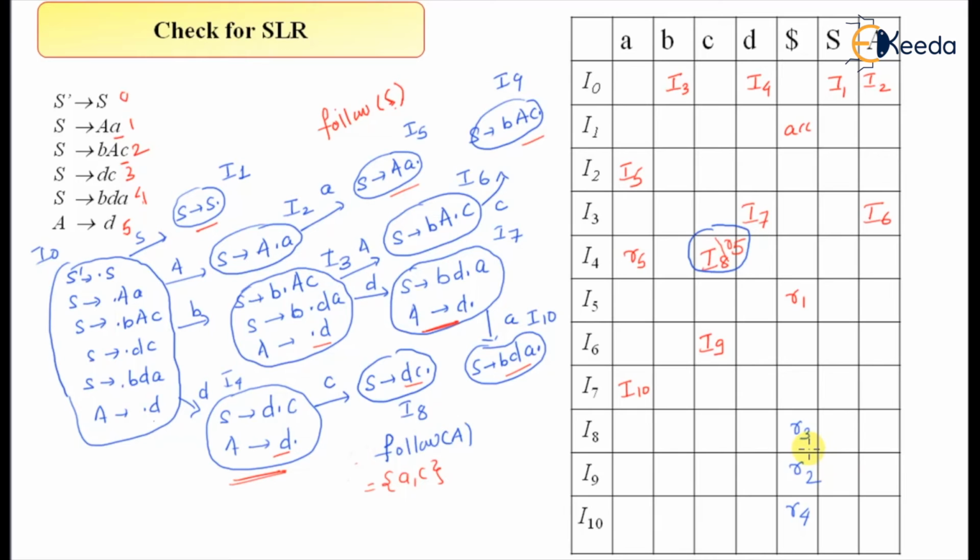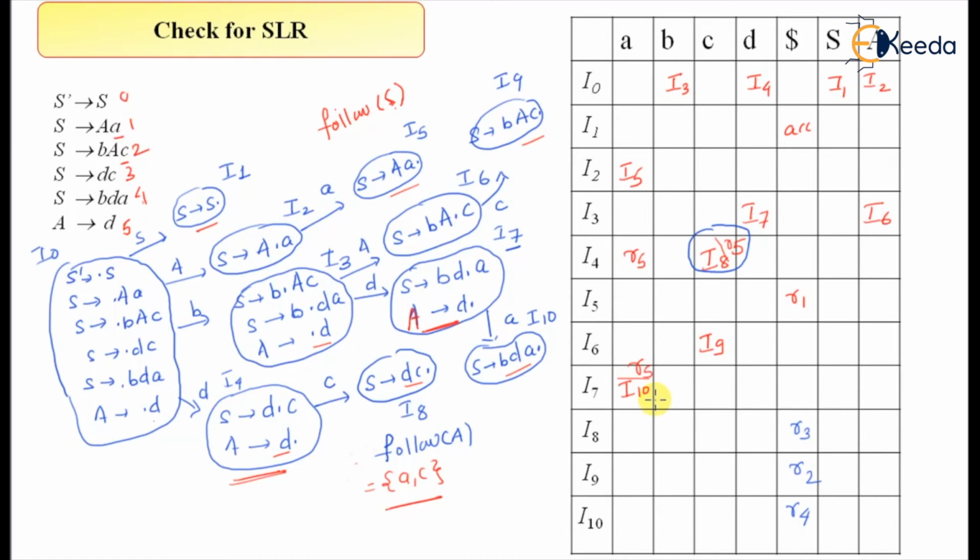Now you can also identify that there is another reduction entry in I7. Again, we have to calculate follow of A, and that is A and C. Here also A derives D dot, so we calculate follow of A, which is A and C. So we put this A derives D dot, which is R5, in the A column and C column for I7. In the I7 A column there is already an entry, and we put another entry, R5, reduce by the fifth production. So there is again a multiple entry.